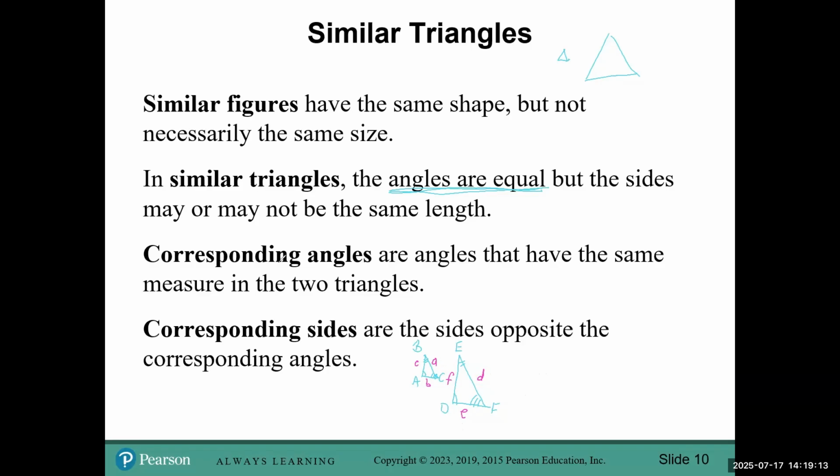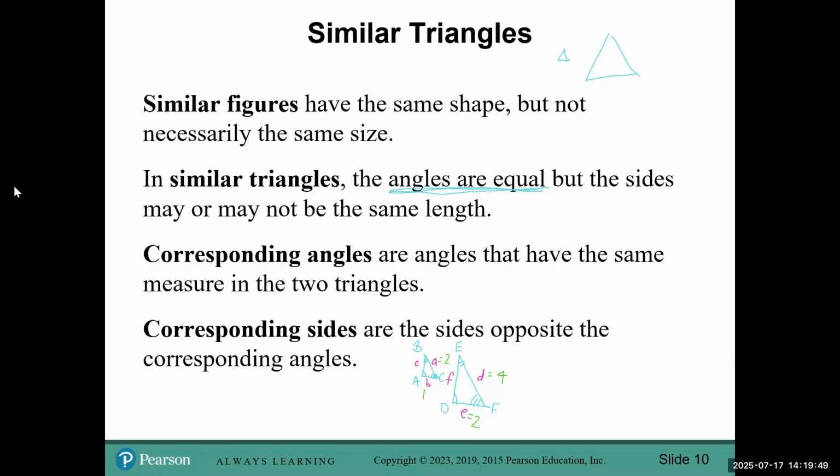So for example, if side A has a measure of 2, and side D has a measure of 4, what that means is all of the corresponding sides in this bigger triangle, DEF, are going to be twice as big as the corresponding side in the smaller triangle. So if I know that side B has a length of 1, E has to be twice as big because D is twice as big as A, so E would have to be 2. And so we can use this information to solve a lot of problems, to find distances.